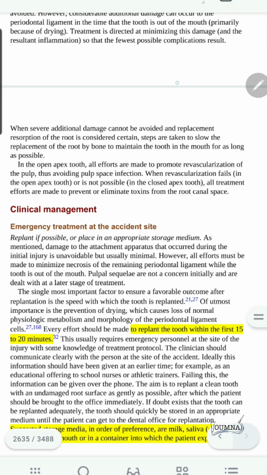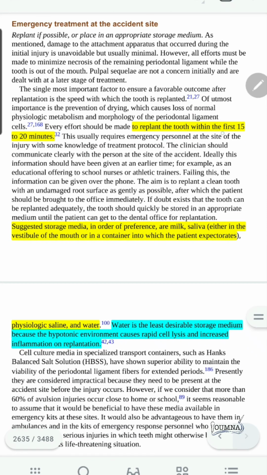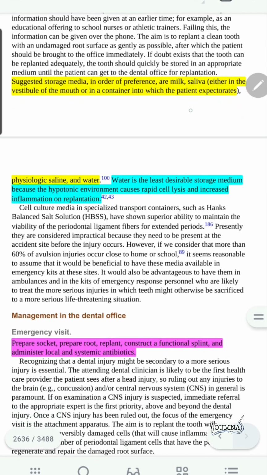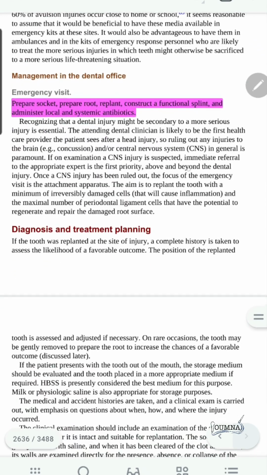Now let's discuss the clinical management of a fully avulsed tooth. The optimal replantation is between 15 to 20 minutes after the accident. If there is no dentist nearby, we can preserve the tooth in milk, saliva, or physiologic saline and water. Water is the least desirable storage medium because it causes a rapid cell lysis and increases the inflammation when we do the replantation.